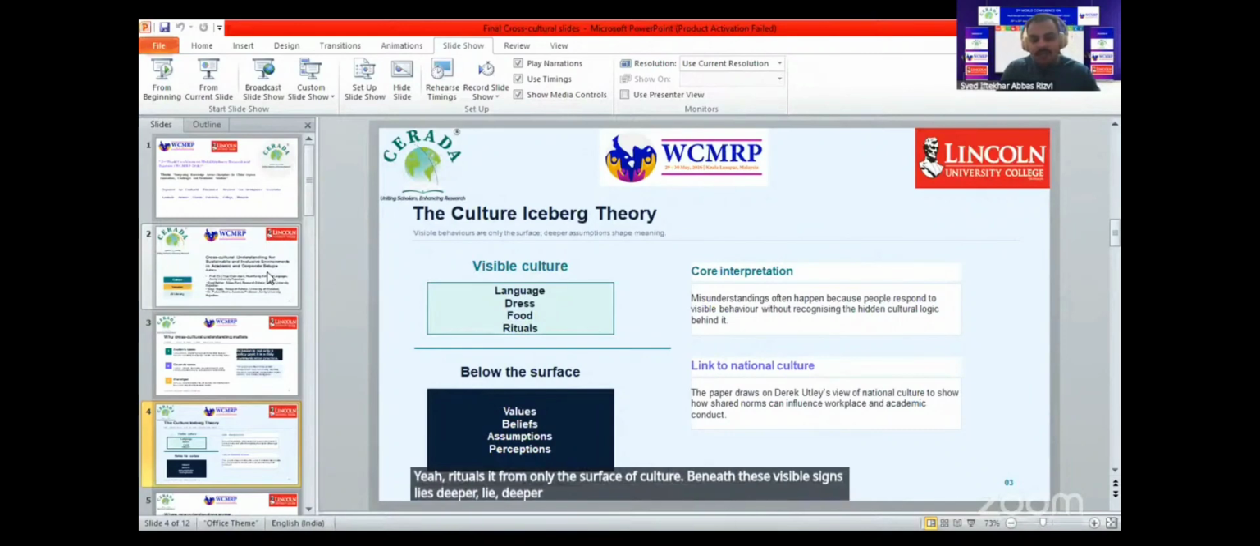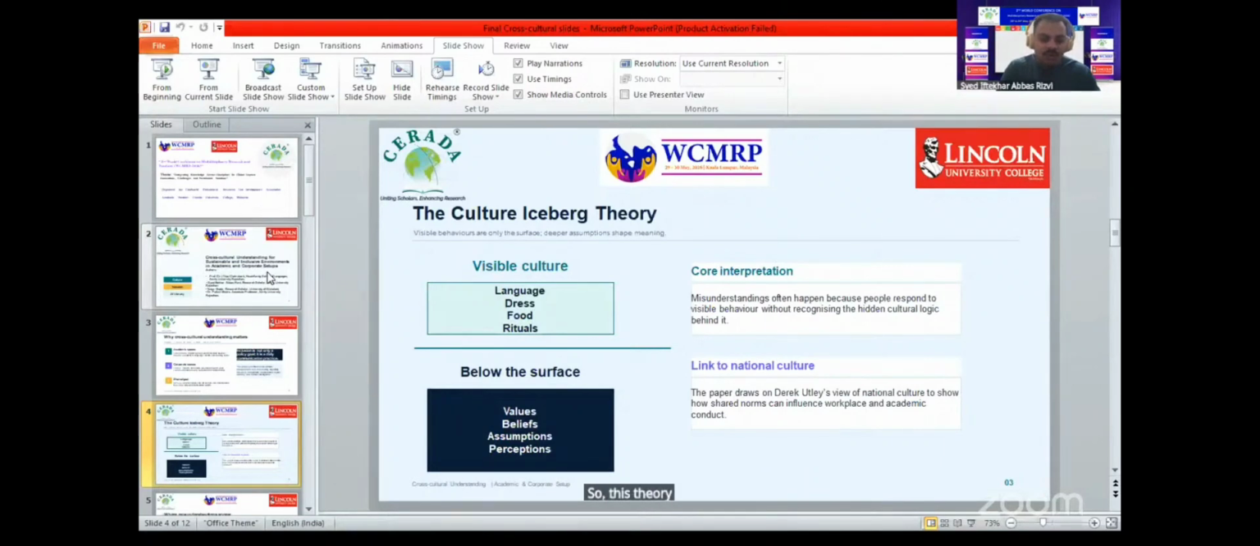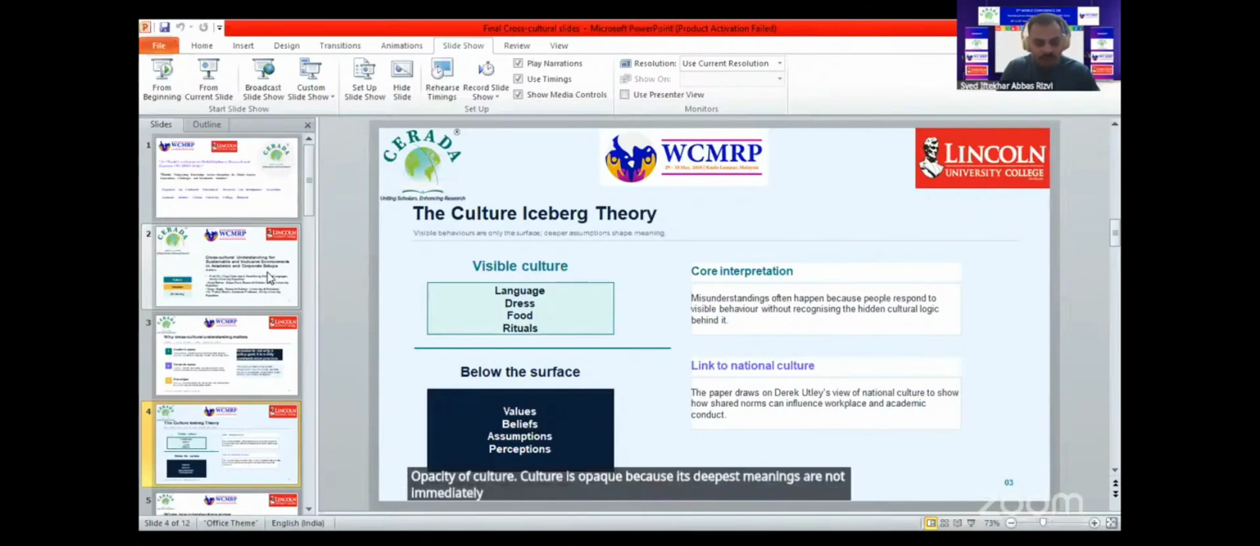lie deeper and less visible elements, such as values, beliefs, assumptions, attitudes towards authority, perception, concept of time, ideas of modesty, emotional expression, gender expectations, ideas of fairness, and beliefs about learning or leadership. So this theory is useful because it explains the opacity of culture. Culture is opaque because its deepest meanings are not immediately visible to outsiders.